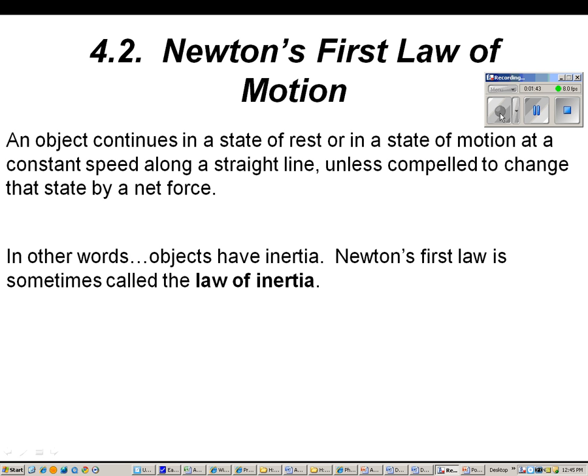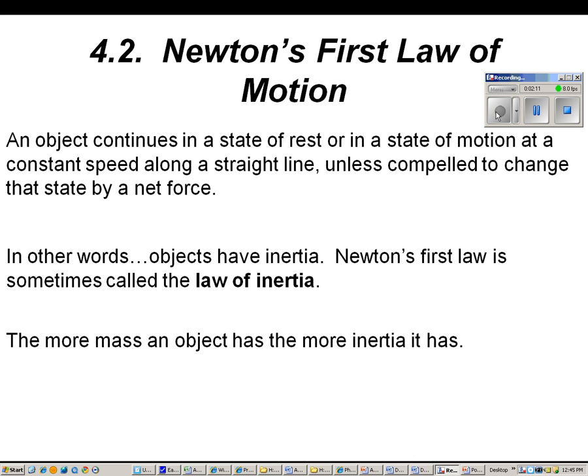Another way of saying that is that objects have inertia, or actually we say mass has inertia. Newton's first law is sometimes called the law of inertia. Any mass, the larger the mass, the larger the inertia. And inertia is measured by how much mass an object has. Not by its velocity, not by its acceleration, only by its mass. How much mass it has tells you how much inertia it has. So the more mass an object has, the more inertia it has.